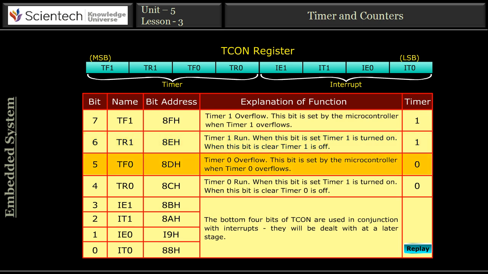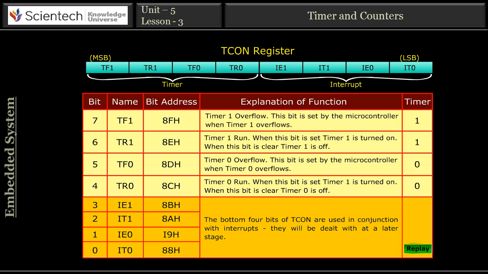Next is pin 5, used for the timer 0 overflow bit, TF0, which is set by the microcontroller when timer 0 overflows. Pin 4, TR0, is the timer 0 run control bit. When this bit is set, timer 0 is turned on, and when this bit is clear, timer 0 is turned off. It is the same as pin 6, but for timer 0 instead of timer 1.